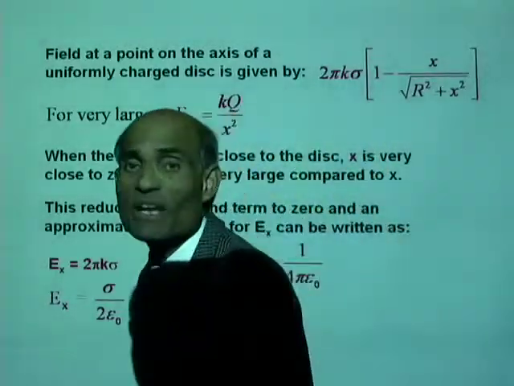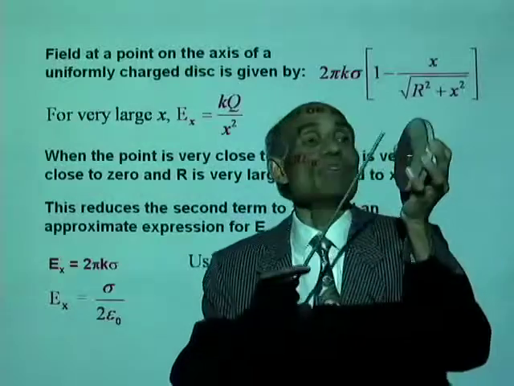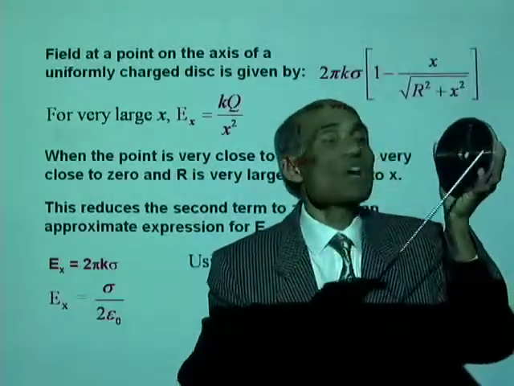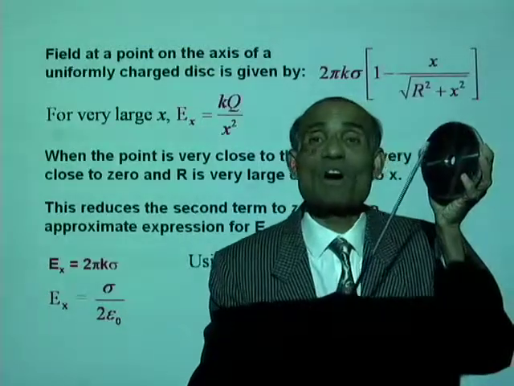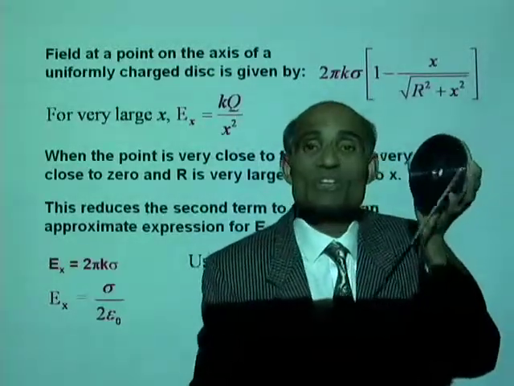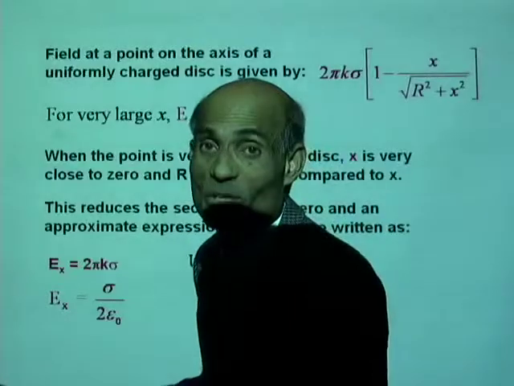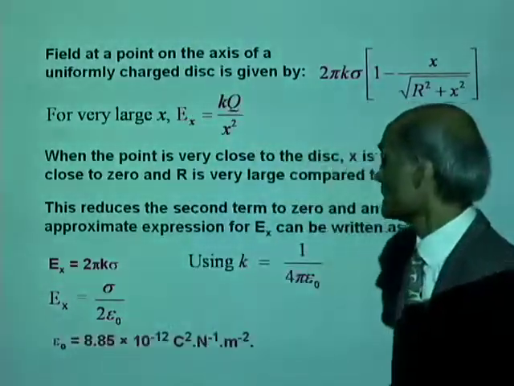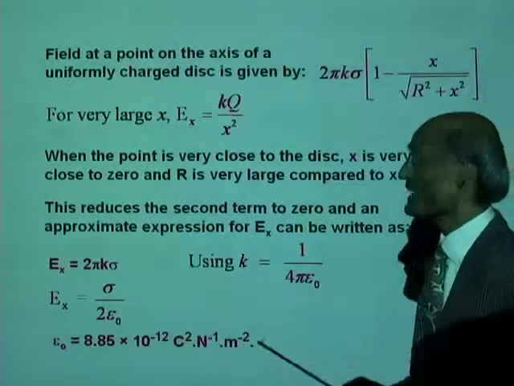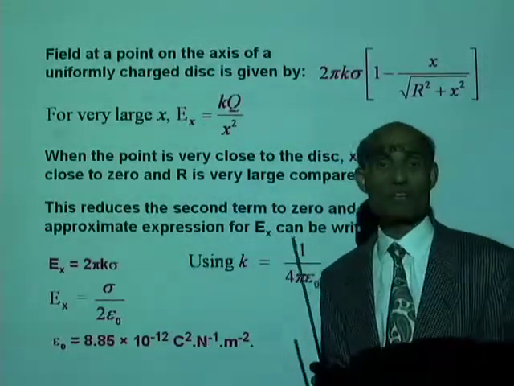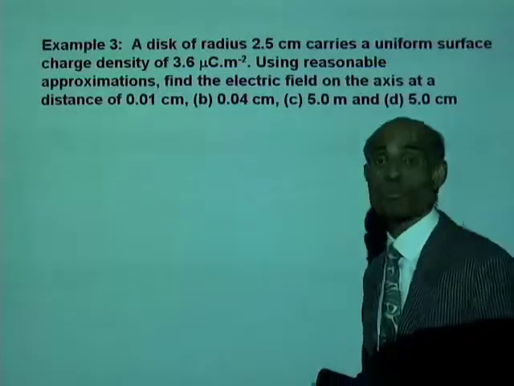The electric field at a point very close to a charged disk is sigma over 2 epsilon naught, where sigma is the charge density on the disk. Alright. You know epsilon naught has a value given by that. I've given it to you earlier. Let's do a small problem.